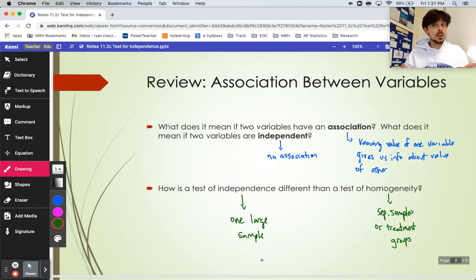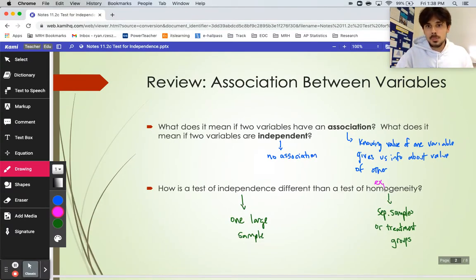Take the same scenario, but instead of one big pile of data, I had some data from one school and some data from another school. And I wanted to compare those two separate piles of data with the same variables. Are these two variables different here than here? Well, then I would use a chi-square test for homogeneity instead. So separate samples versus one sample is a good way of thinking about that.